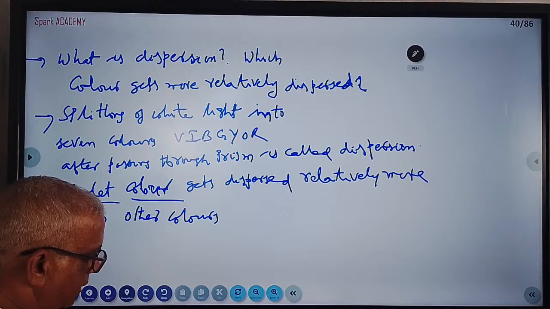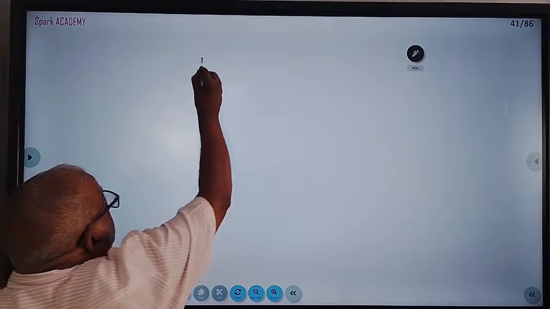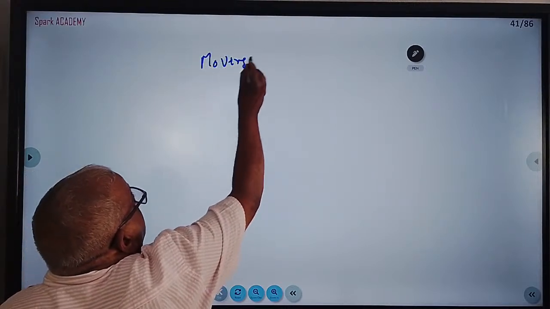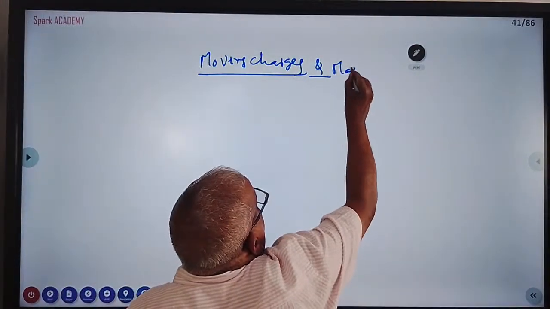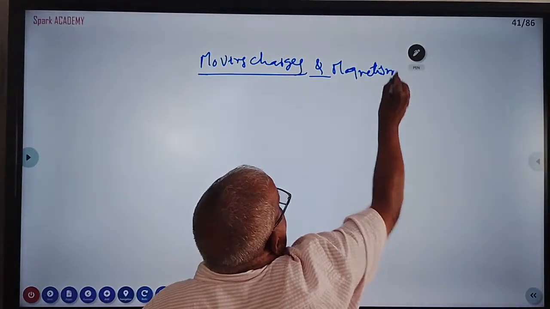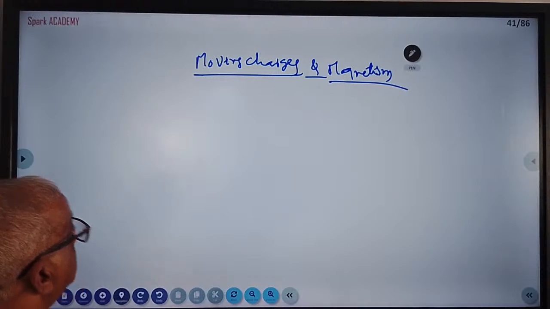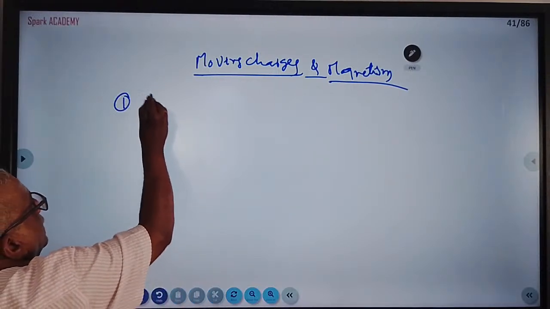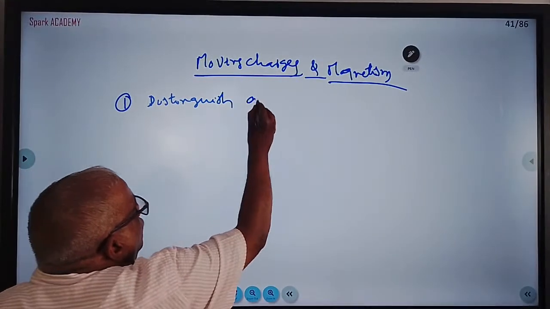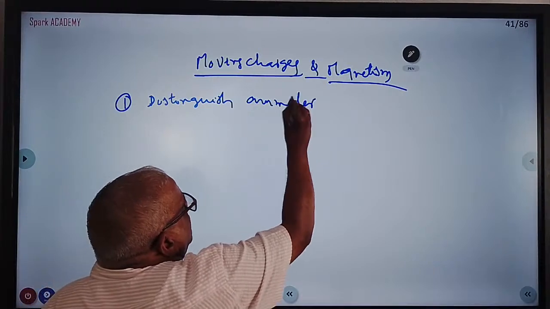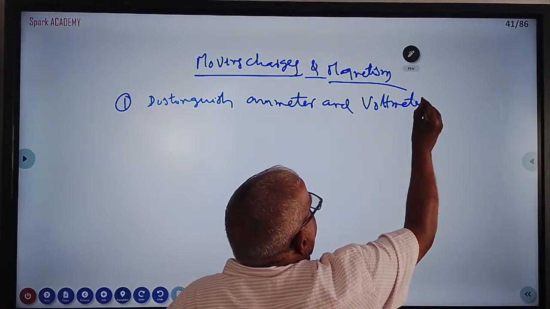Next, we are going to the next chapter, moving charges and magnetism. According to the blueprint, they are asking questions from moving charges and magnetism. Again, the first question: distinguish ammeter and voltmeter.